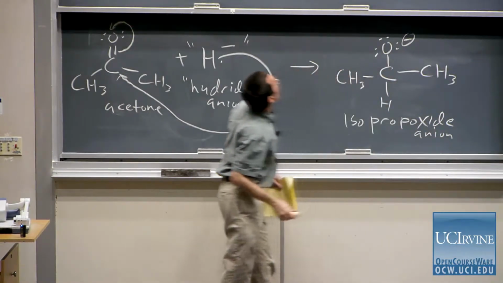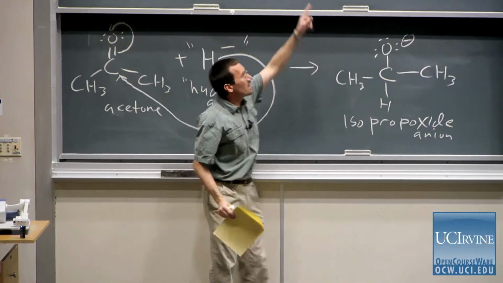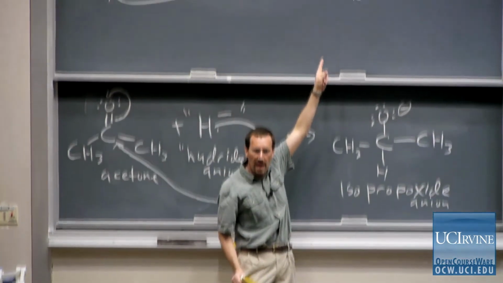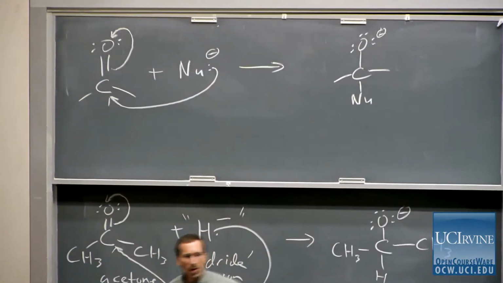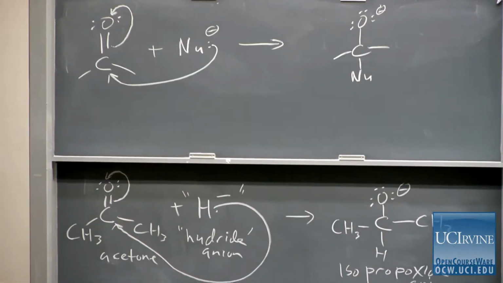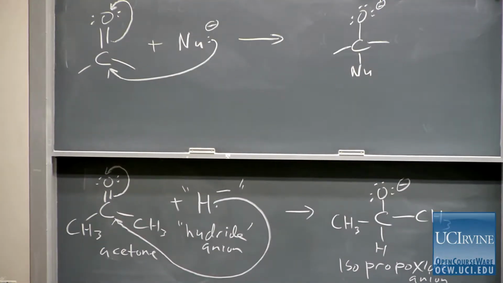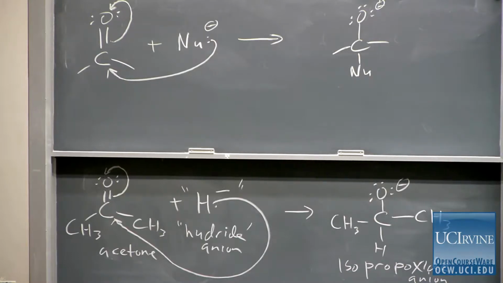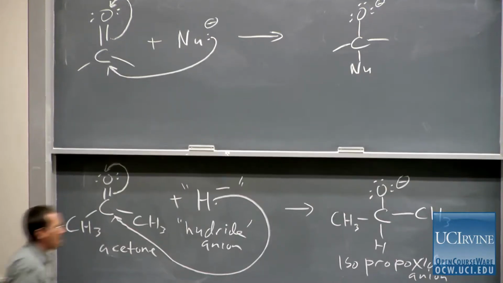And it is a member of the broader family of what we would call alkoxide anions. So if you have an anion that's derived from an alcohol, that's equivalent to removing H plus from an alcohol, you end up with an alkoxide anion.